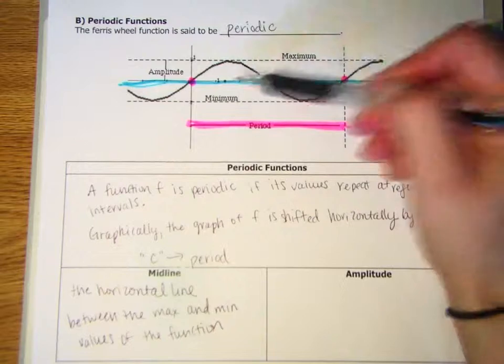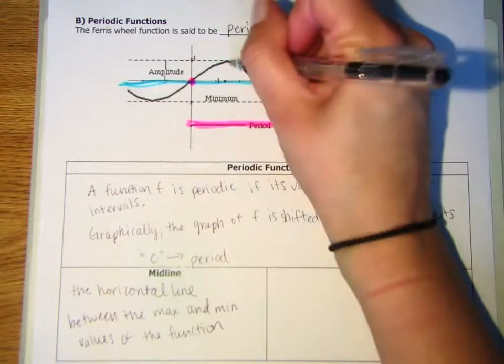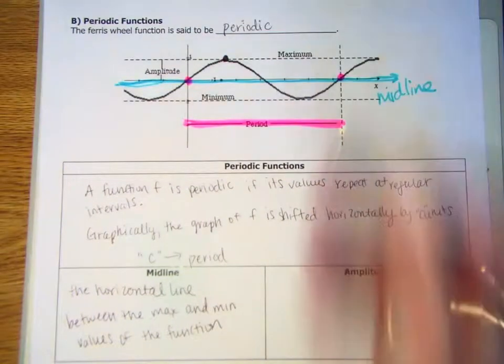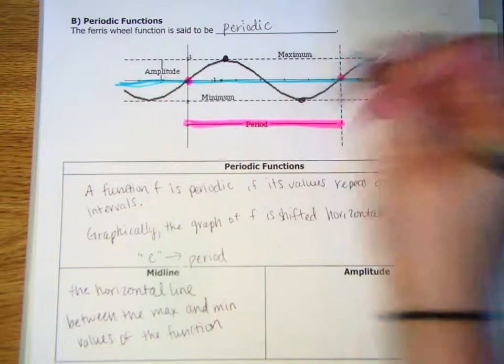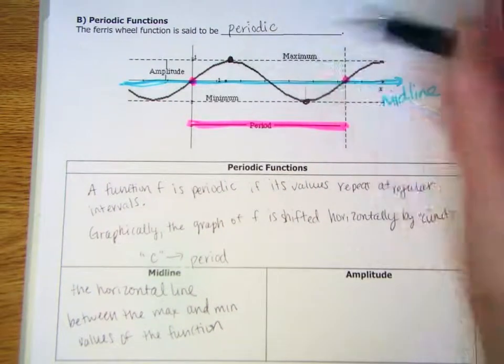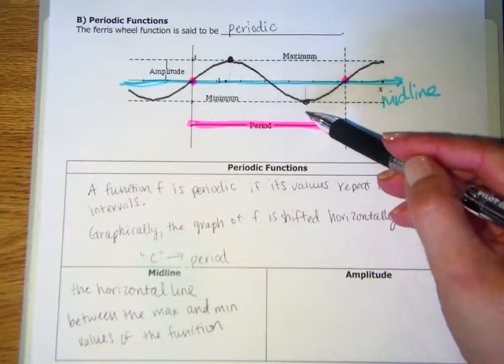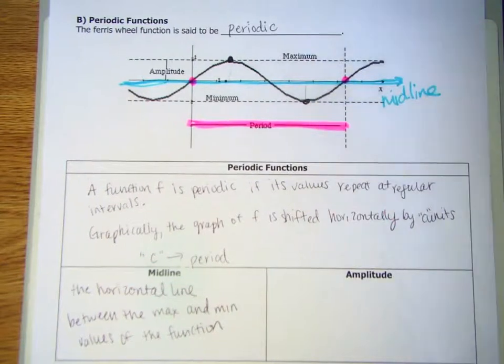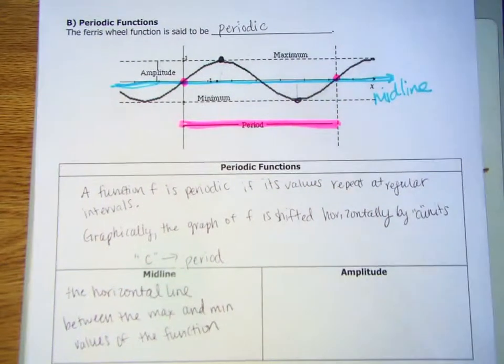But what I want you to notice is that if you look at a maximum point and a minimum point, the midline is the same distance away from that max and that min. Makes sense. It's in the middle. The midline's in the middle, okay?